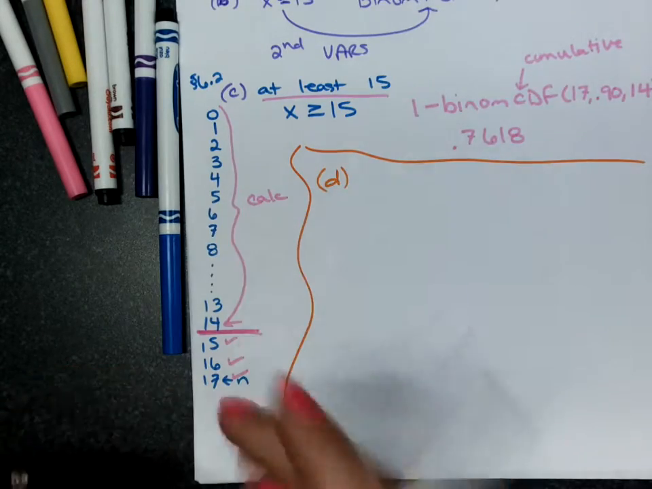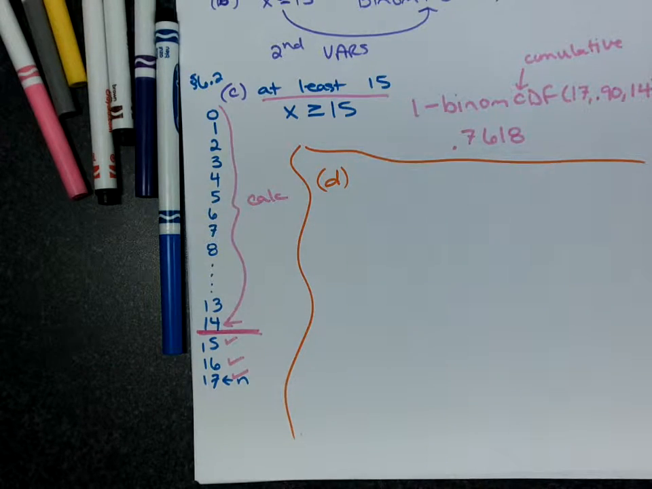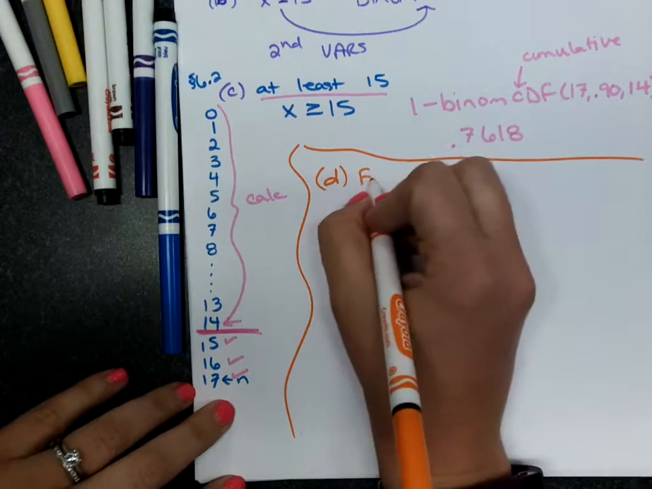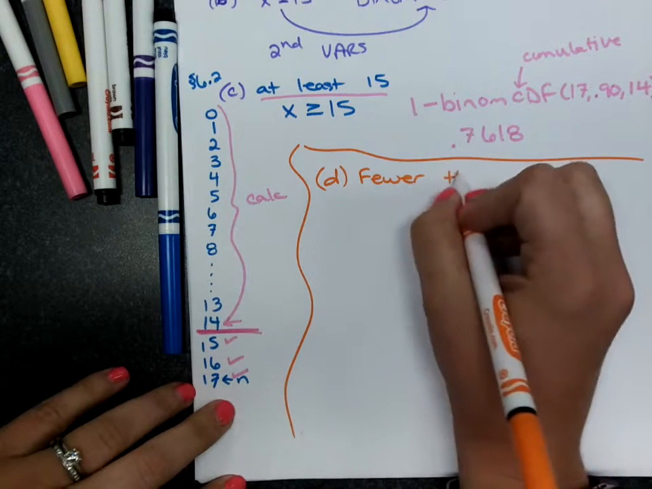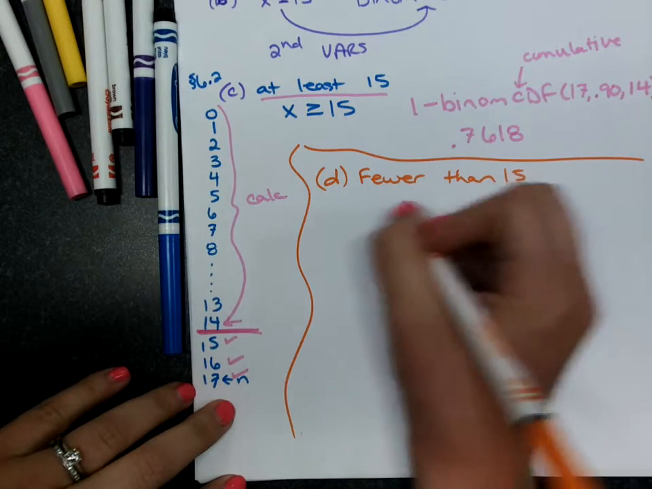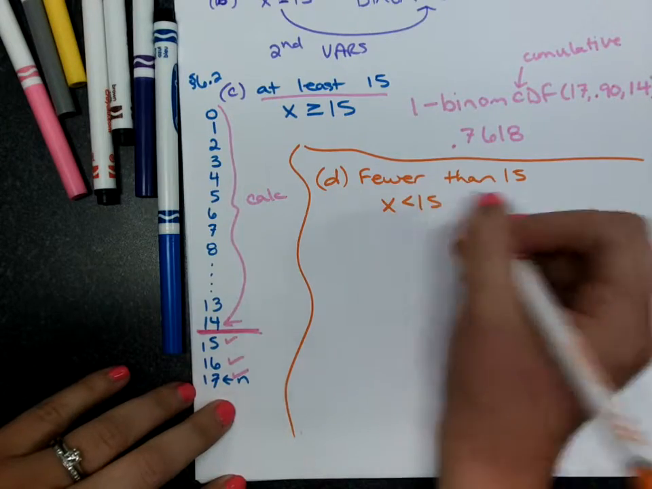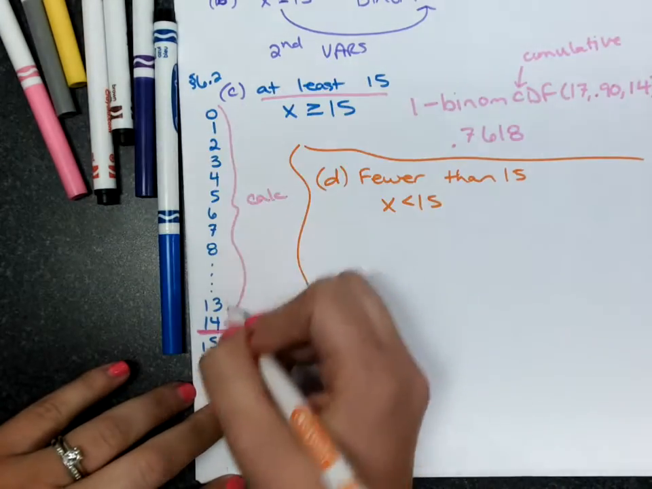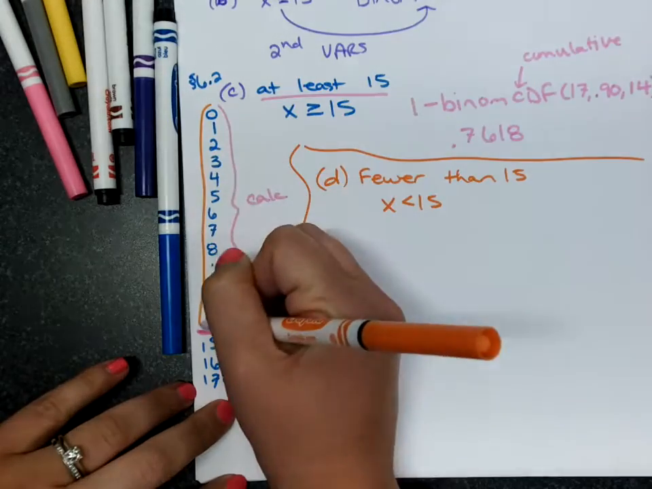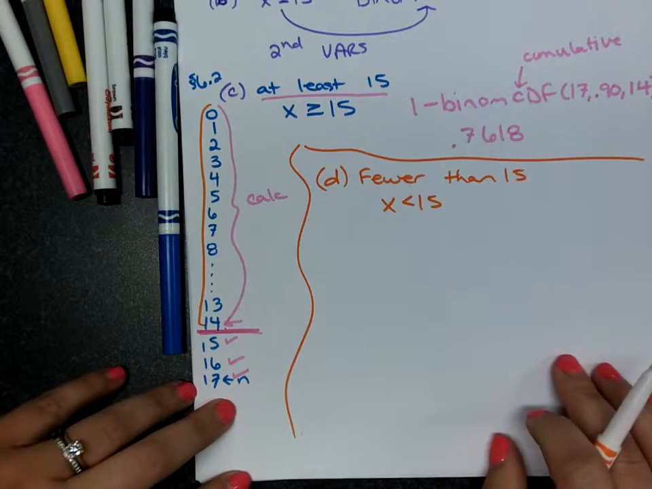Part D says the probability that fewer than 15, so that'd be strictly less than 15. That would be anything from 0 to 14, so using the same list, it's any value between 0 and 14.